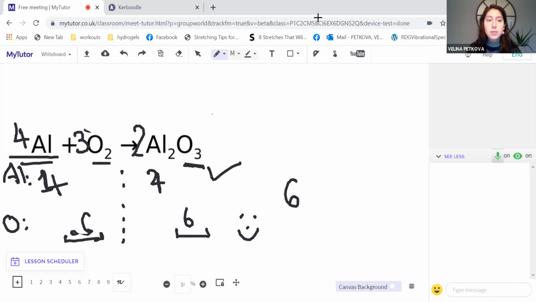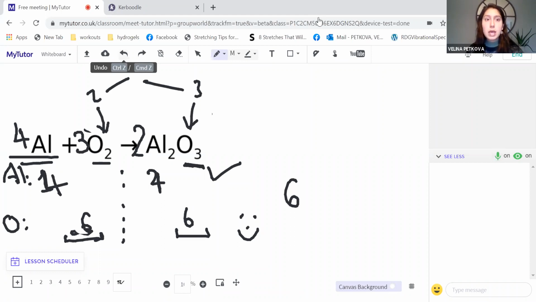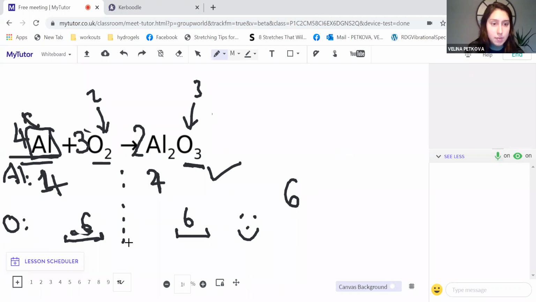Okay, so yeah, I'd probably recommend, if you've got one like this one, which was tricky because we had 2 oxygens at the start and 3 on this side, to find a multiple of these 2. Start by doing that. Of course, it's really easy to balance atoms that are just 1, because then you just put the whole number in front of it. Okay, that makes sense.